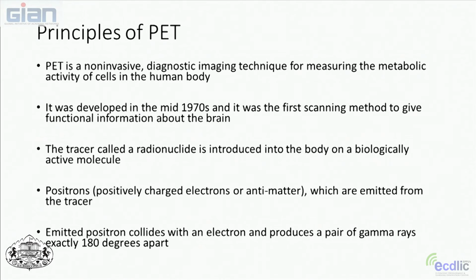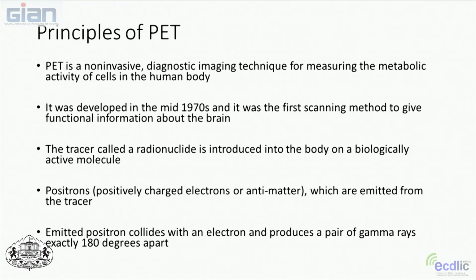The tracer that's used is called a radionucleotide, and it's introduced into the body on a biologically active molecule. We'll talk about this a little bit more when we talk about tracers. But basically, you mimic some kind of molecule in the body that the body uses naturally. You label it with this radio tracer. You put it into the body, and as the body metabolizes it or uses it, it releases this tracer. So you can see where this process, and to the extent to which this process, is taking place in the brain.